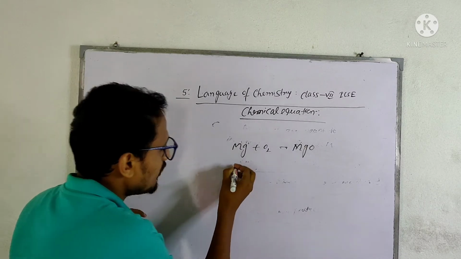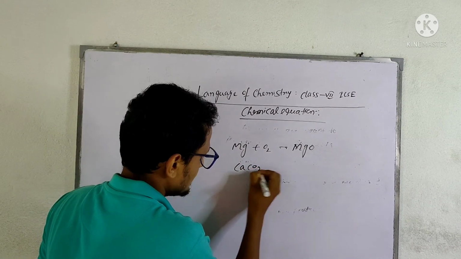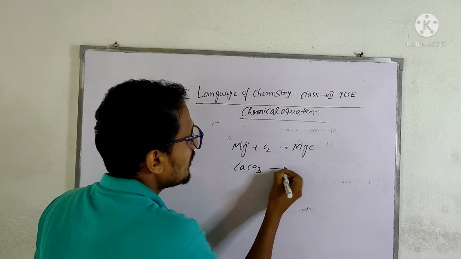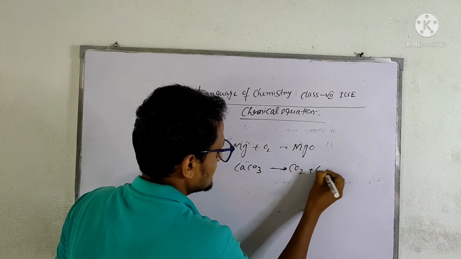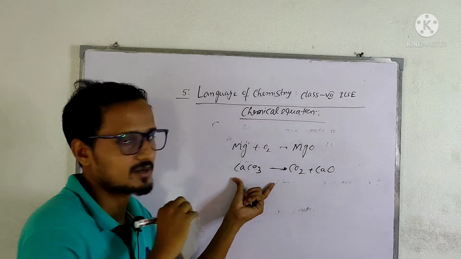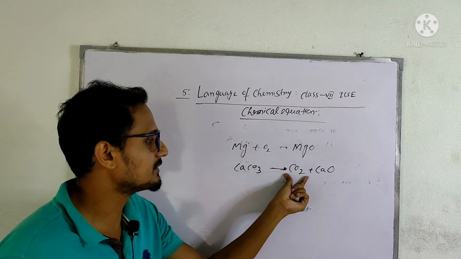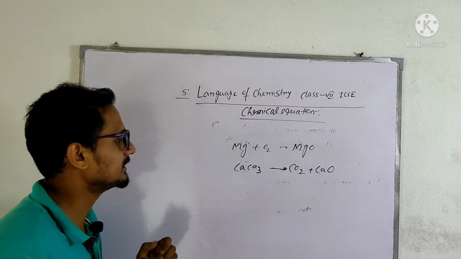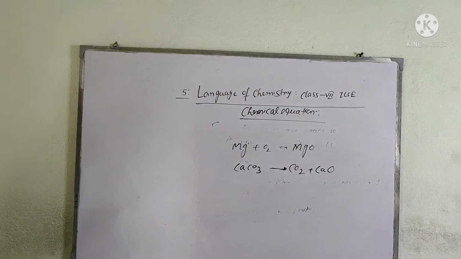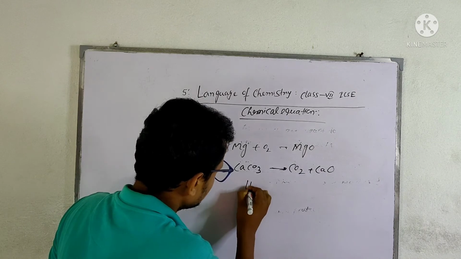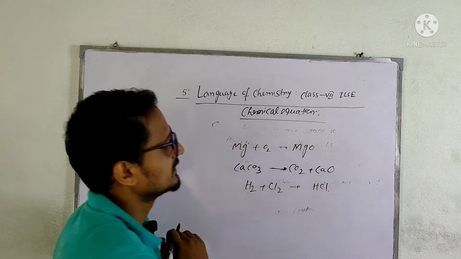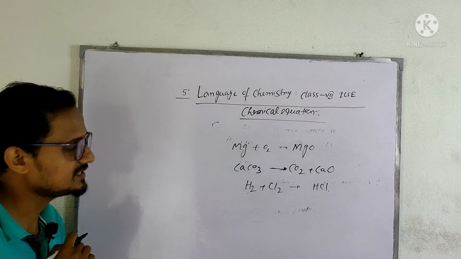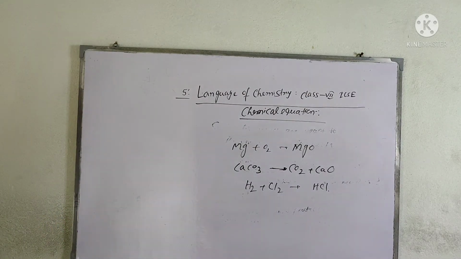Again, one reactant can be decomposed to form two products, carbon dioxide plus calcium oxide. This is calcium carbonate. It forms carbon dioxide and calcium oxide. These are some examples of chemical reactions. Again here, hydrogen can react with chlorine to form hydrogen chloride gas, HCl. So these are some examples of chemical reactions.